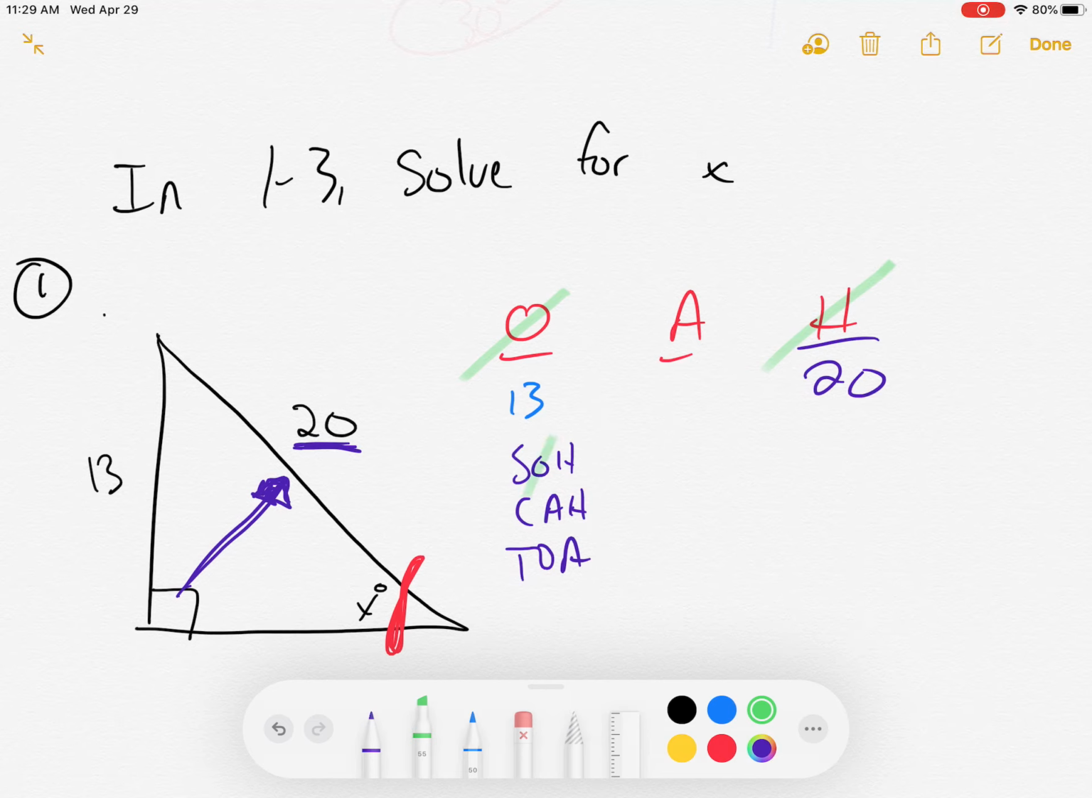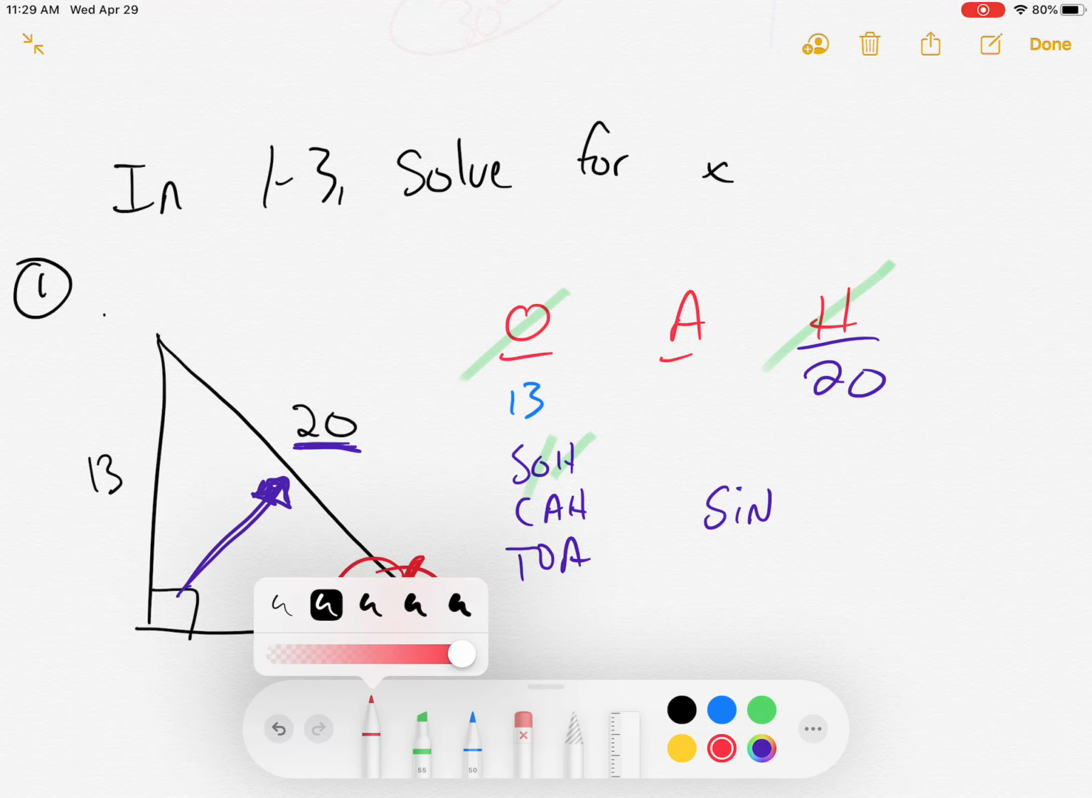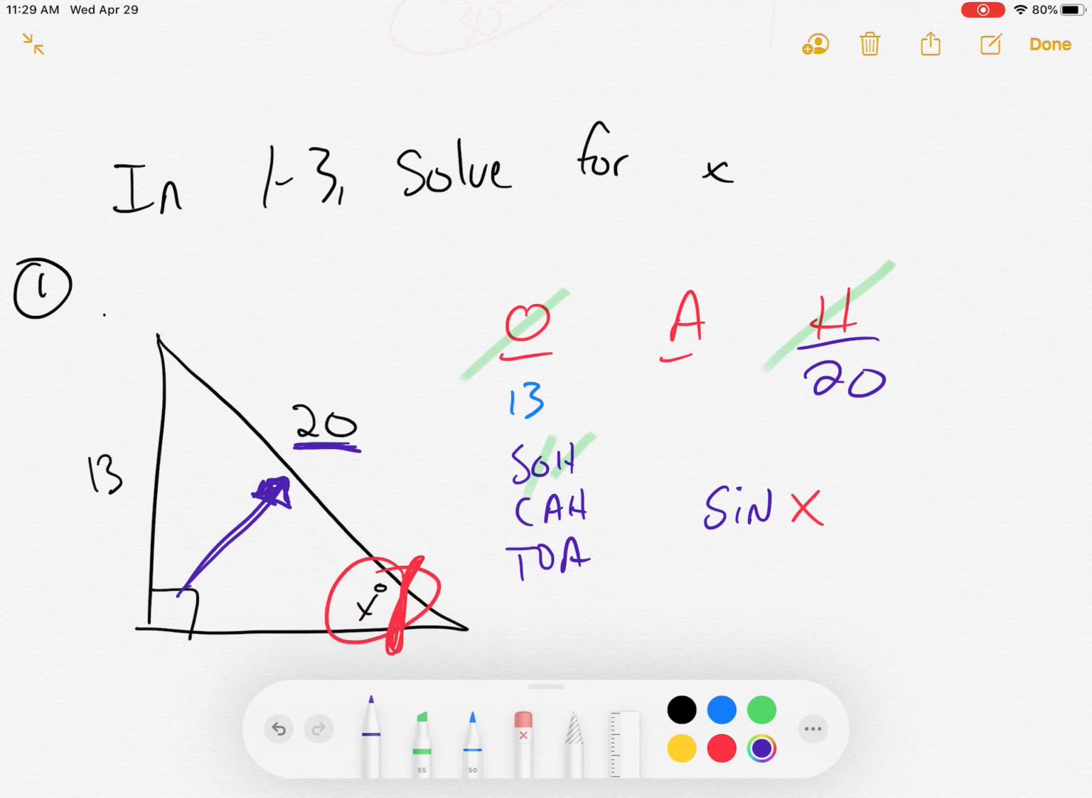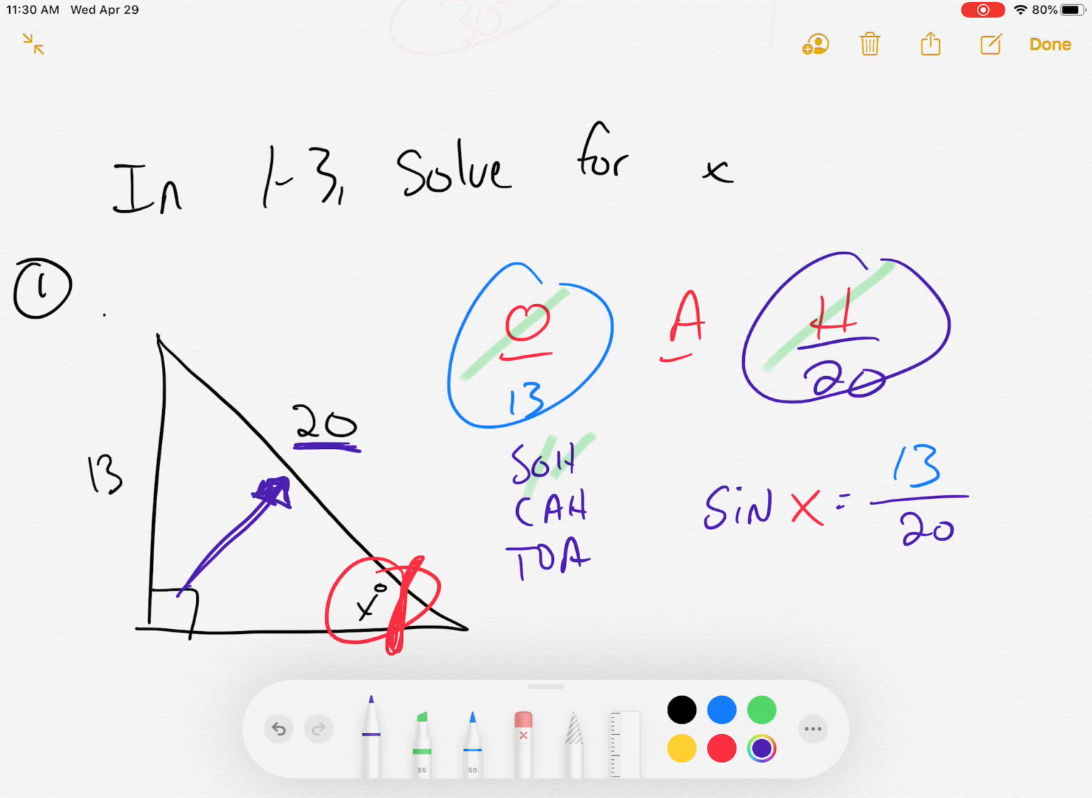SOHCAHTOA, which one of these uses O and H? O, H. So what does that tell me? I'm going to use the sine of my angle. What angle did I use? X. The sine of x is going to equal my opposite, which is right here, 13, over my hypotenuse, which is 20. Well, now I got to get x by itself.